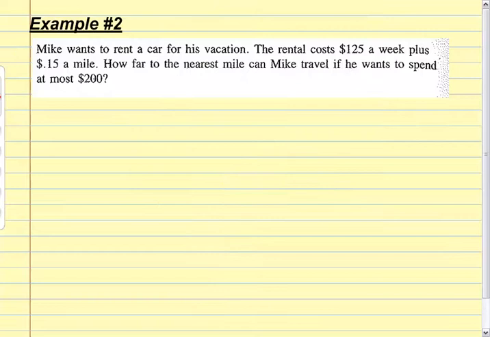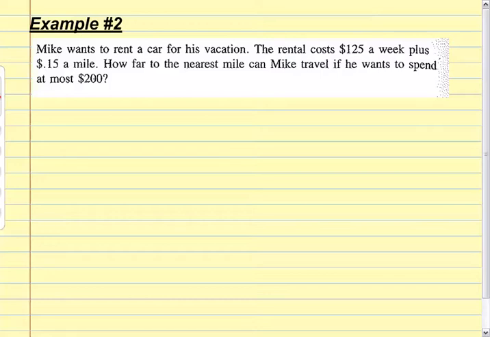Let's see. This one says that Mike wants to rent a car for his vacation. The rental costs $125 a week plus 15 cents a mile. How far to the nearest mile can Mike travel if he wants to spend at most $200? That means less than or equal to. He doesn't want to go over it, so it's less than or equal to $200. Now, they usually don't charge you for miles anymore. I mean, now it's sort of a one charge and it's unlimited mileage. But, you know, this problem does charge per mile.